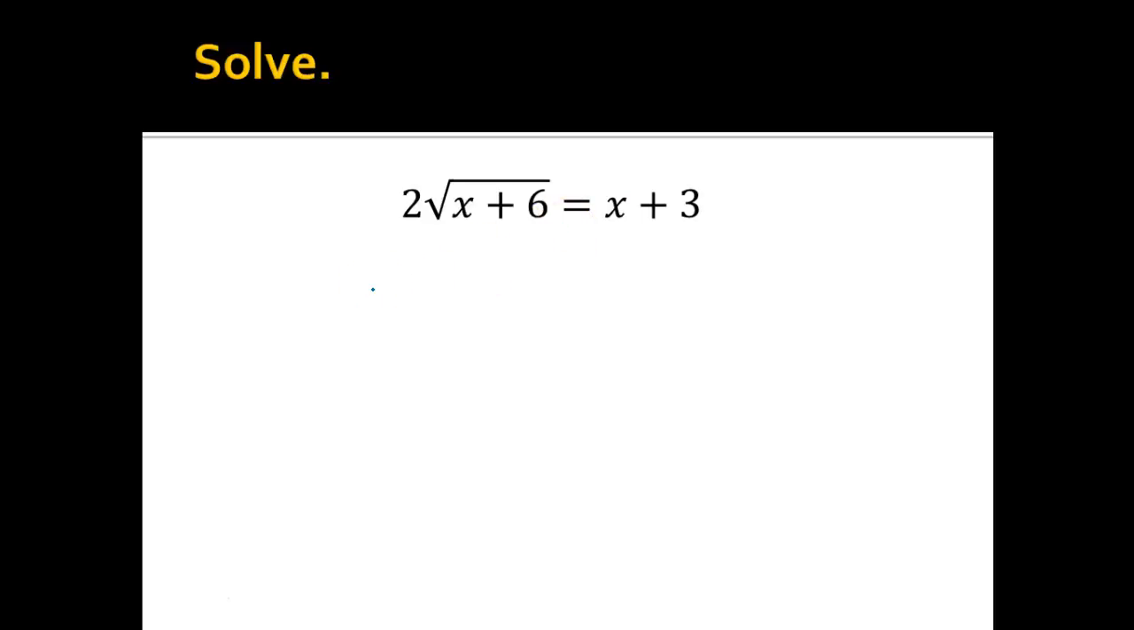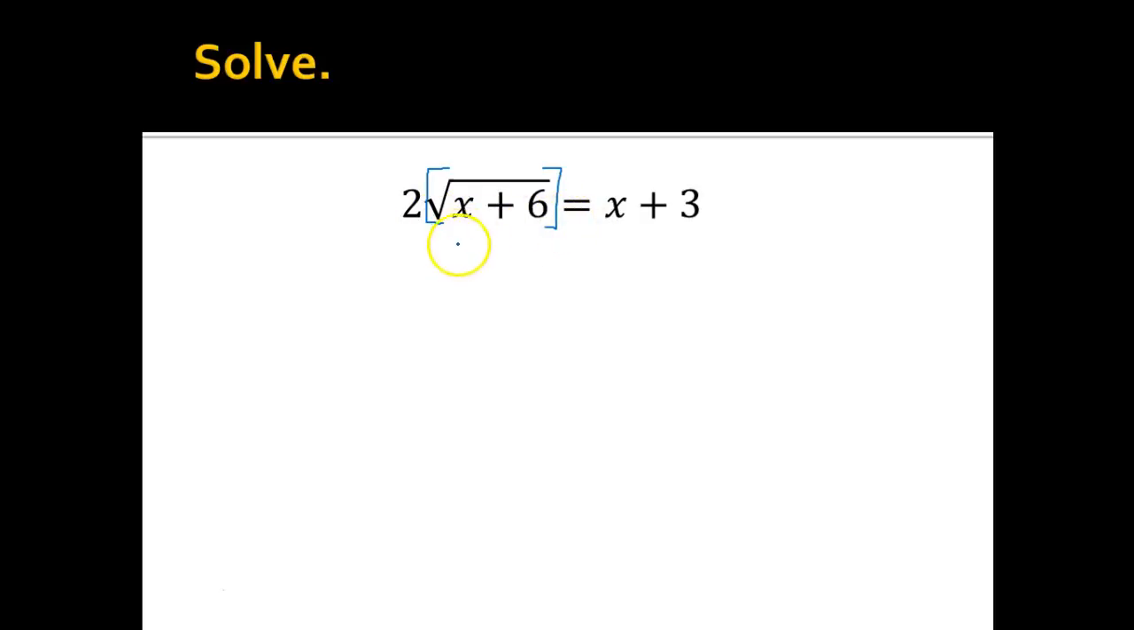Alright, now we did some problems where we had square roots and we're trying to find the answer to an equation with a square root in it. And so our goal in this problem, 2 times the square root of x plus 6 equals x plus 3, is to get that square root by itself, because we want to be able to get rid of the square root by squaring both sides.